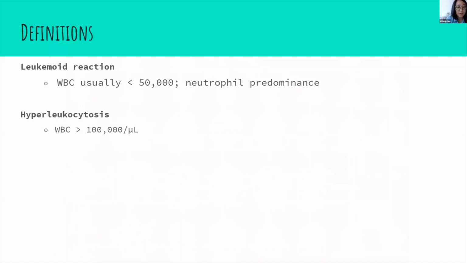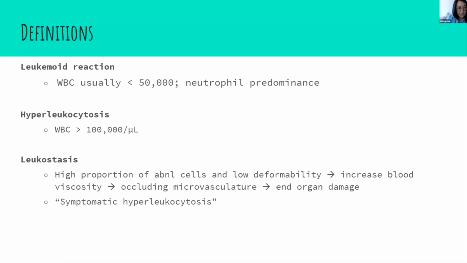Next definition is hyperleukocytosis. This is in leukemia, and this generally is classified by a WBC count greater than 100,000. This may be the first presentation of leukemia, like someone goes in for labs and they have a white blood cell count this high. Leukostasis is when hyperleukocytosis becomes symptomatic.